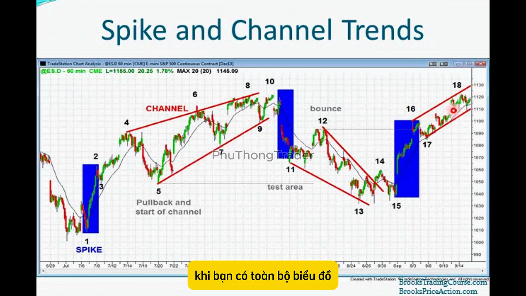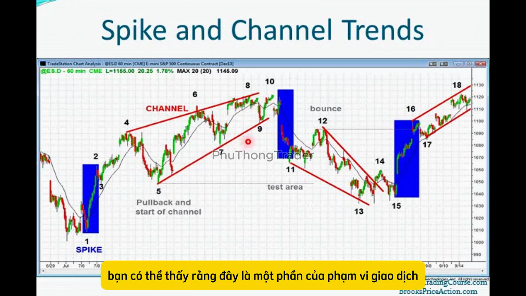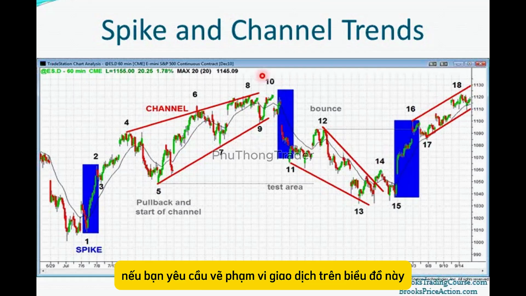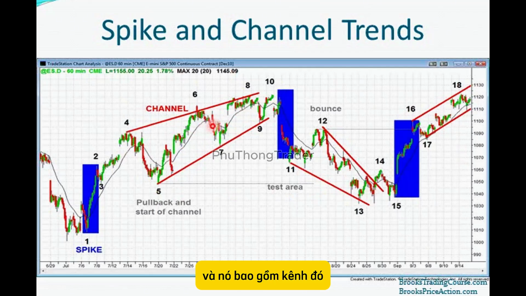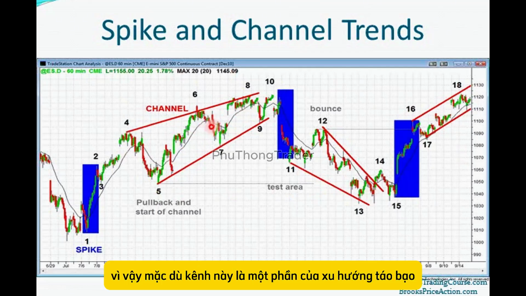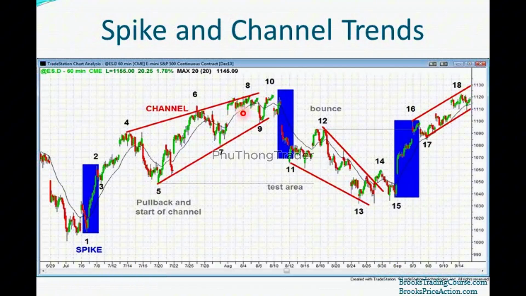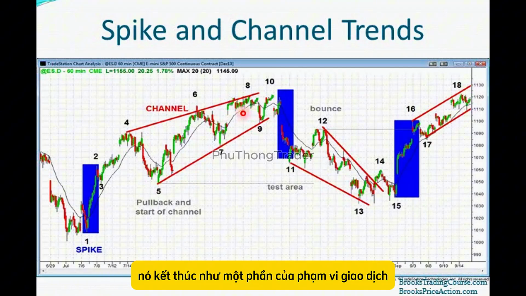Once you have the entire chart, you can see that this is part of a trading range. If you ask to draw the trading range on this chart, it's all the way back here to bar 4, right? And it includes that channel. So even though this channel was part of a bull trend, it ended up as part of a trading range.